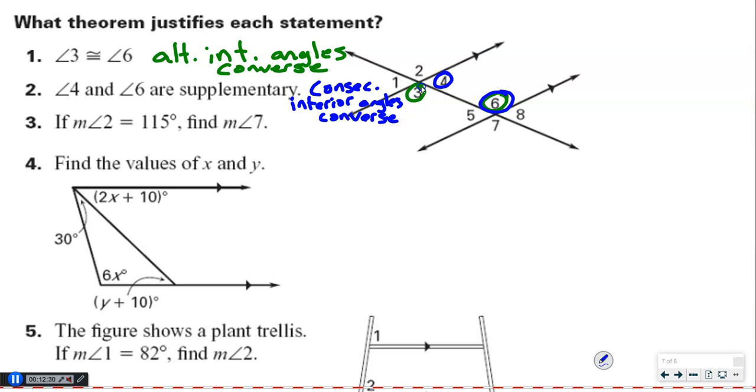Then number 3, if the measure of angle 2 equals 115 degrees, we need to find the measure of angle 7. So the relationship between 2 and 7 is that they're alternate exterior angles. And for those lines to be parallel, those alternate exterior angles would be congruent. And we see the lines are parallel, so we can say that they're congruent. So the measure of angle 7 equals 115 degrees.